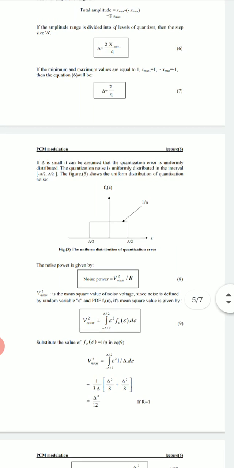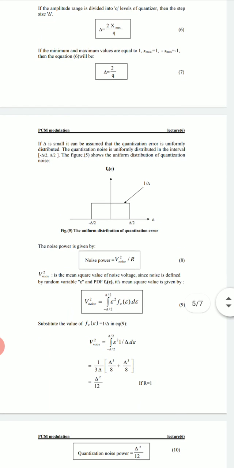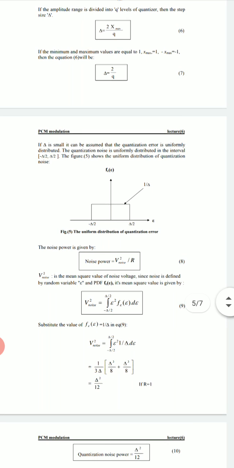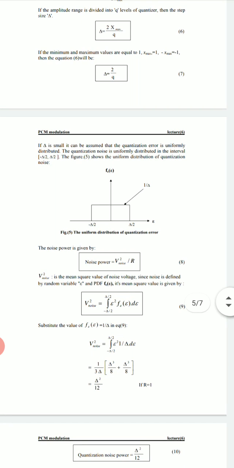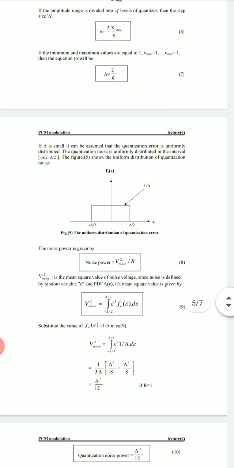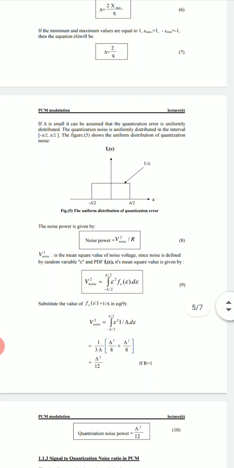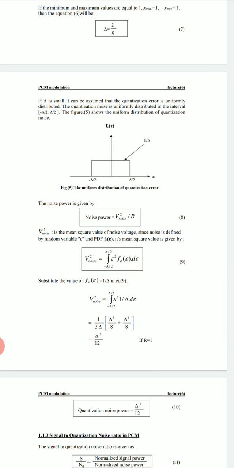So we take f of epsilon, and its mean square value can be taken as an integration. v noise square equals the integration from minus infinity to infinity, but here we are talking about the uniform distribution, so from minus delta by 2 to plus delta by 2 of epsilon square f of epsilon d epsilon. If we take f of epsilon as 1 by delta and solve, we get v noise square equal to delta square by 12. We take that as the quantization noise power.